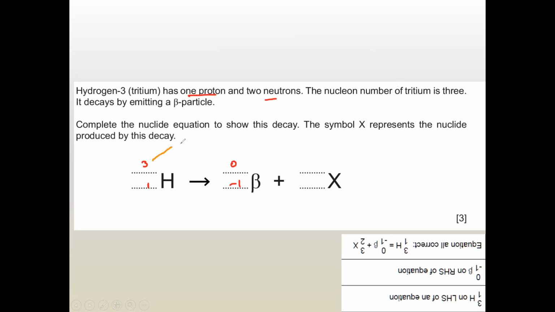So nucleon number does not change. So it will remain 3. And the atomic number, it increases by 1. So originally it is 1, 1 plus 1, so it will become 2. So the nucleon number, there is no change, and atomic number increases by 1.